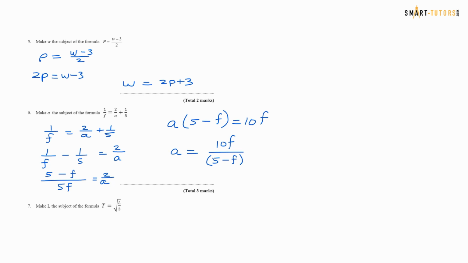Question number 7. T equal square root of L over 3. So I'm going to square both sides. So that becomes T squared equal L over 3. So T squared over 1. If I cross multiply, L times 1 is L equal 3T squared. That is the final answer for question number 7.